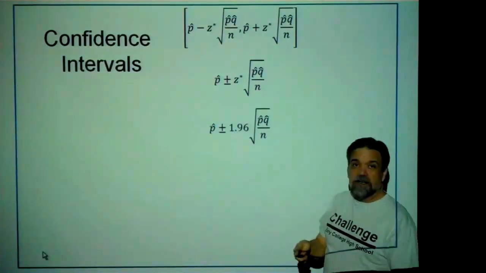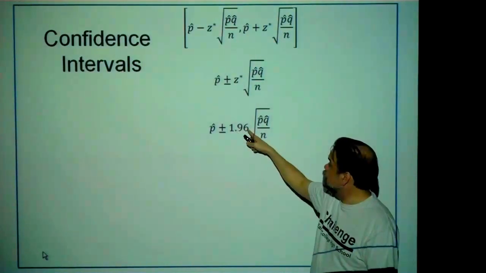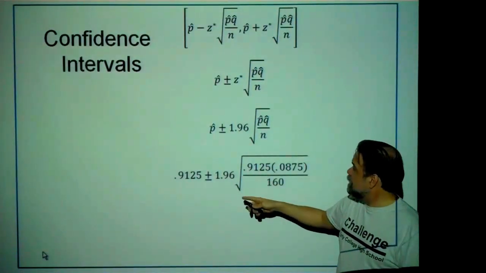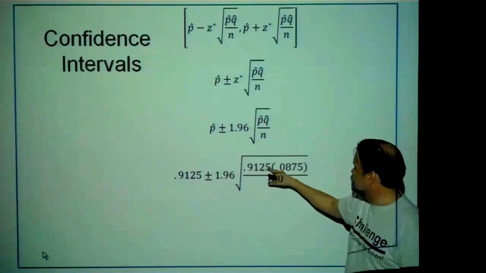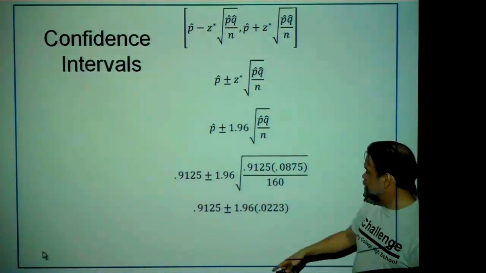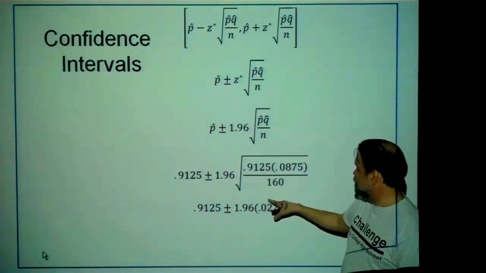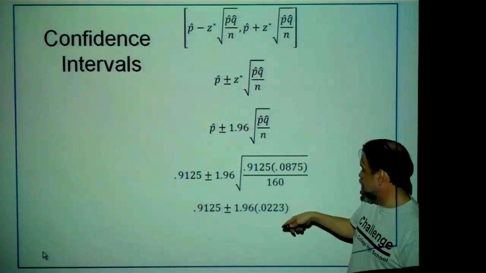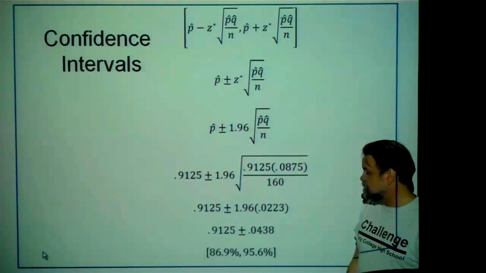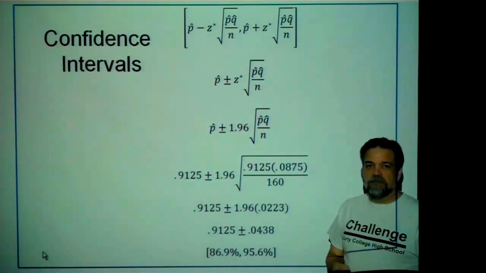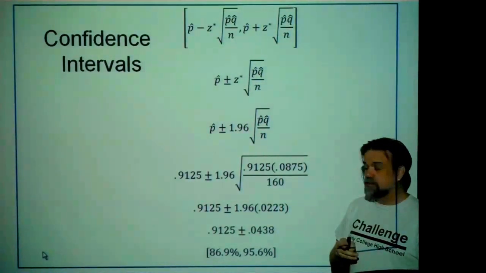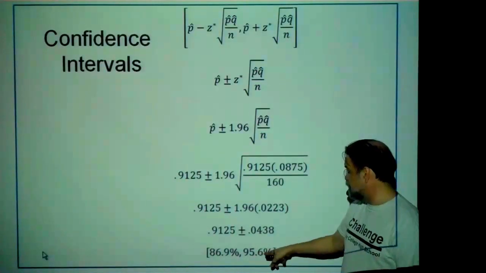So in this case, since we have a 95% confidence interval, we're going to use 1.96 as our critical value. And now just filling in the values that we got for p hat, there's p hat, there's p hat, there's q hat, there's 160, that's our n, that's our sample size. And let's just evaluate that, and what we get is p hat plus or minus, there's our critical value, there's the standard error of p hat. If you multiply the critical value times the standard error, you get your margin of error, which in this case is 0.0438. And what that tells us is, I am 95% confident that the true proportion of adults in their 20s with at least a high school education is between 86.9% and 95.6%.